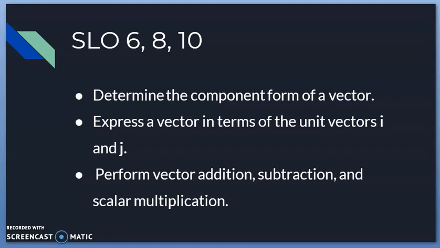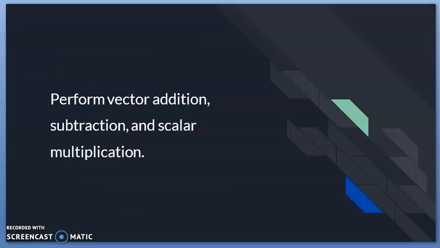Again, we are going to determine the component form of a vector, express a vector in terms of the unit vectors i and j, and perform vector addition, subtraction, and scalar multiplication. Since this is part 2, the first two bullets have been covered, so this one's focusing on vector addition, subtraction, and scalar multiplication. So we are going to perform vector addition, subtraction, and scalar multiplication.